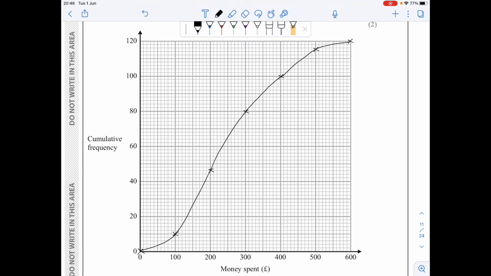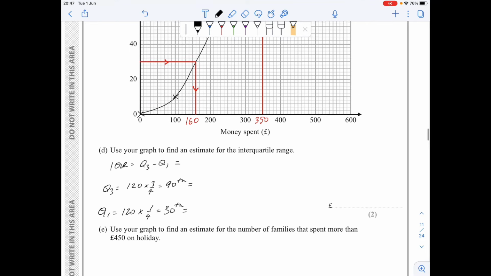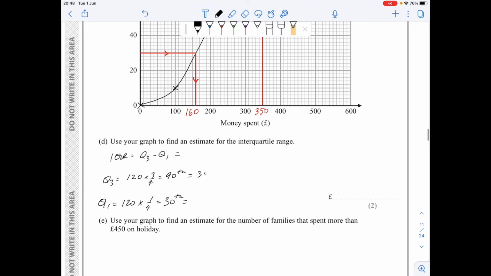Now from the graph, Q3 comes out to be 350, and Q1 comes out to be 160. So IQR is 350 minus 160, which gives me 190.